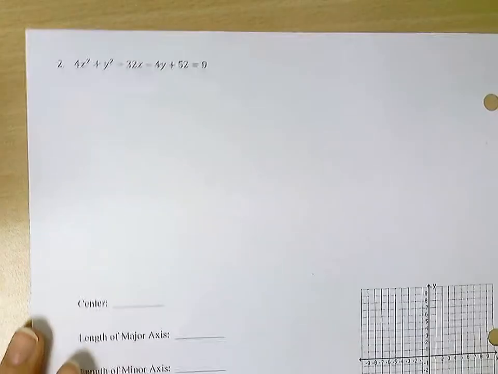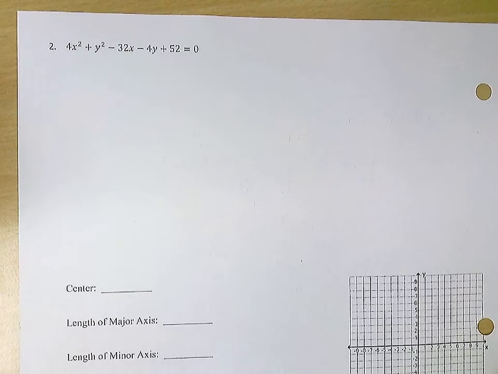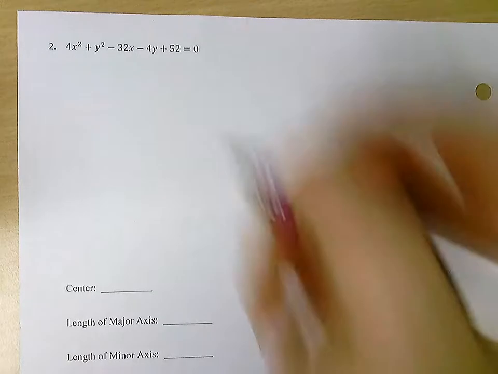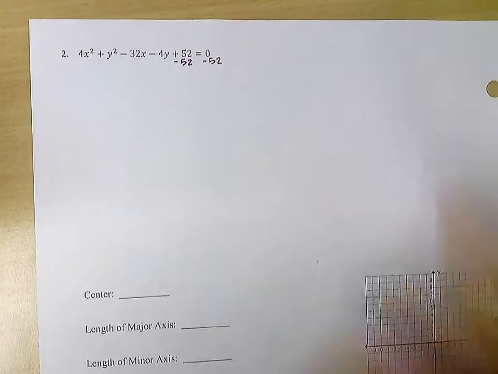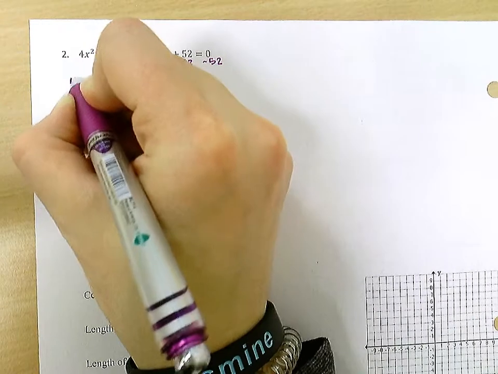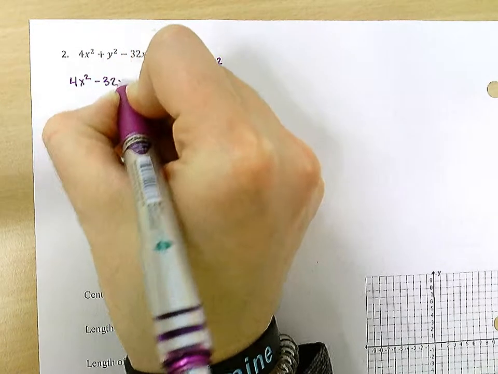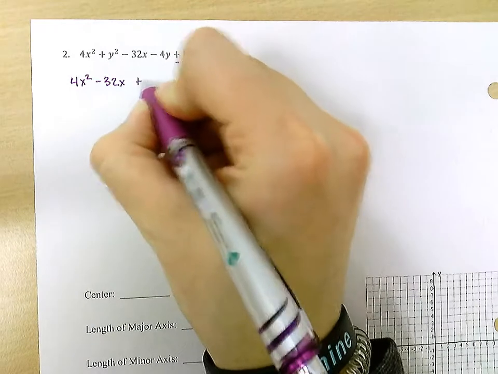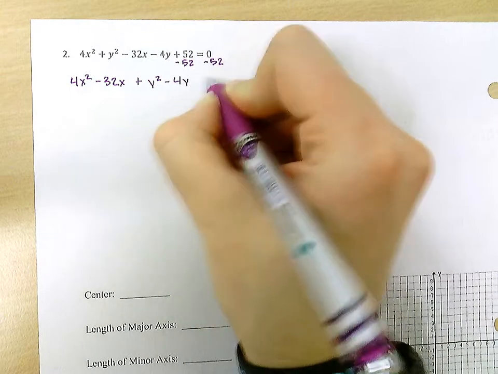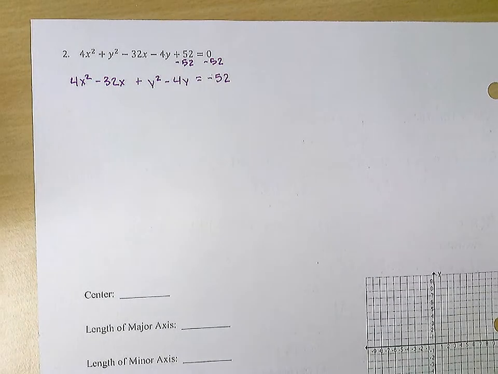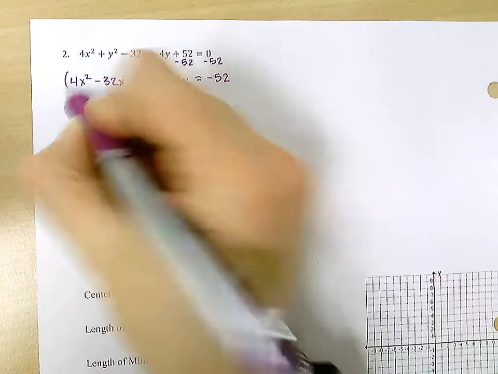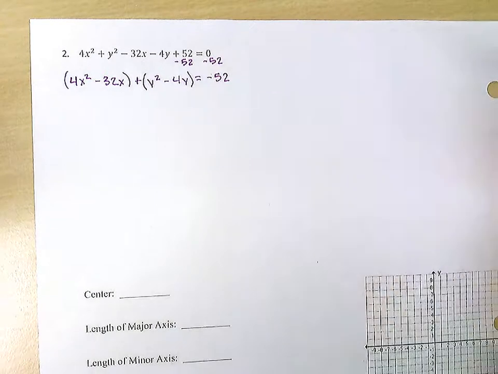All right. Number 2, we want to start the same way. So I want to group my x's, group my y's, move the constant over to the other side. So I'm going to subtract 52 from both sides. Group my x's together. So we have 4x squared minus 32x plus y squared minus 4y is equal to negative 52. So I moved the 52 over, grouped my x's, grouped my y's.